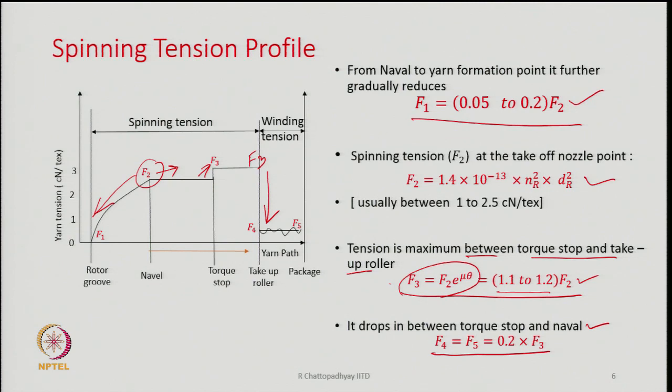So, that means the actual winding tension is much less than the tension in the yarn that exists between the torque stop and the takeoff roller. This has to be understood: the maximum tension is not really between the takeoff roller and the package. That is, in the winding zone, tension is not really maximum. Tension is maximum prior to the winding zone.